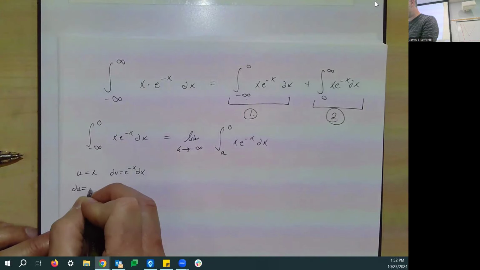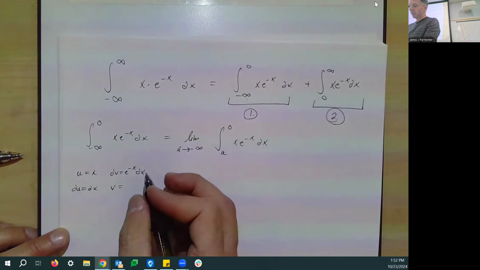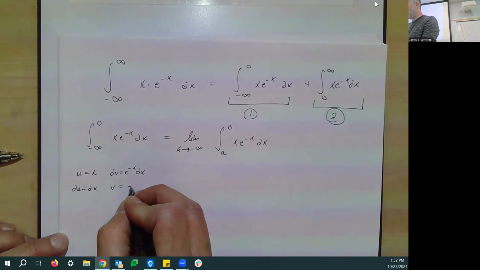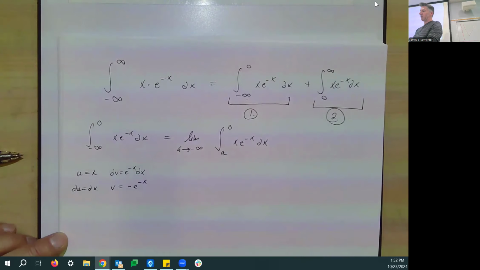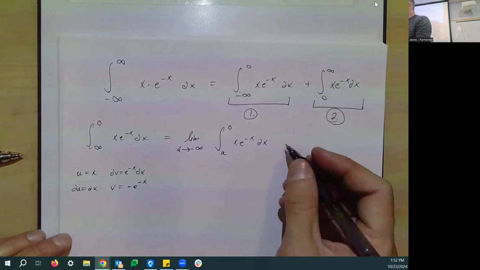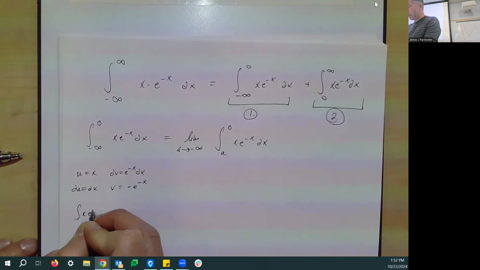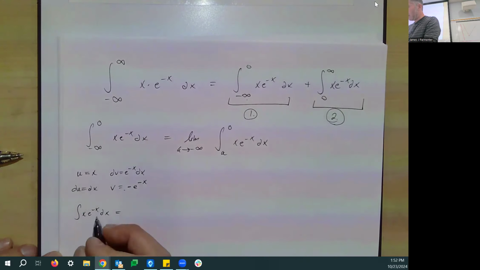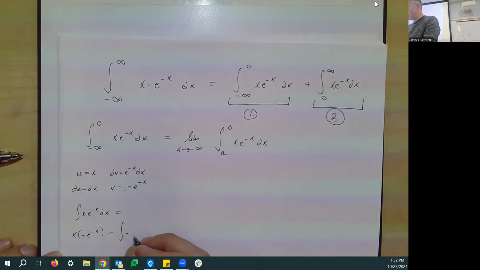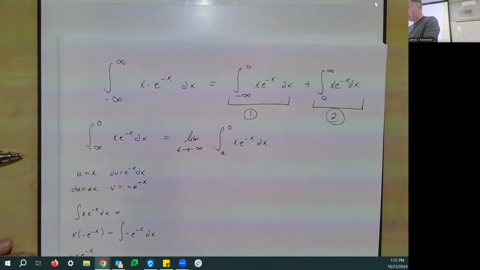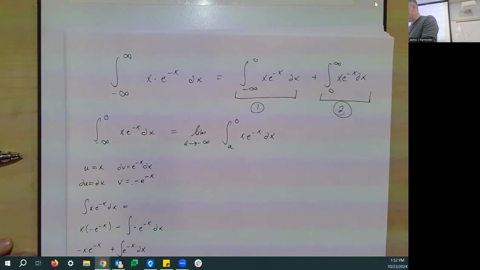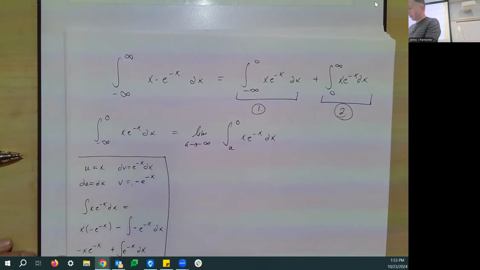du is 1 dx. v is the antiderivative of e to the negative x, which is e to the negative x divided by negative 1. But dividing by negative 1 is the same as multiplying by negative 1, so it's just negative e to the negative x. And so if we're integrating x e to the negative x, we're going to get uv, x times negative e to the negative x, minus the integral of v du, minus the integral of negative e to the negative x. So that's negative x e to the negative x, so many negatives, plus the integral of e to the negative x, which is finally negative x e to the negative x minus e to the negative x. I don't need the plus c because it's just my own side work here.